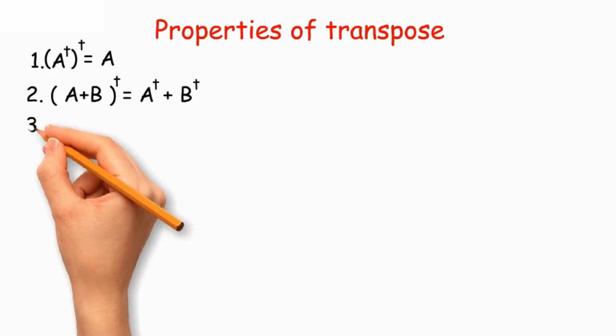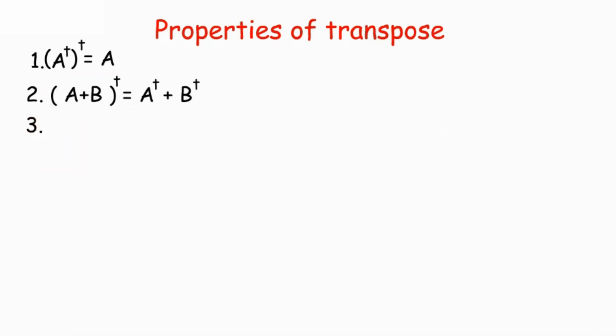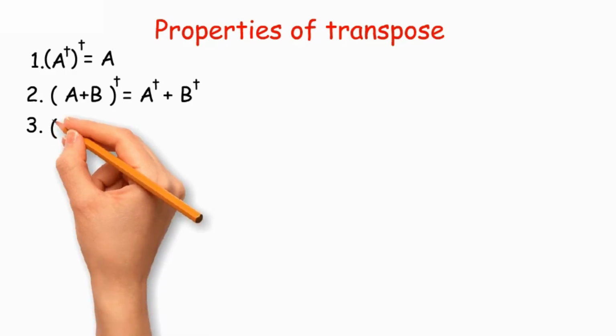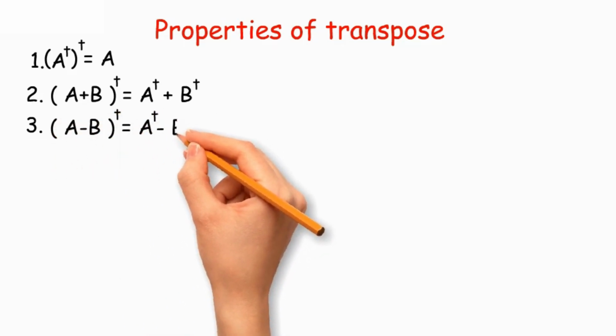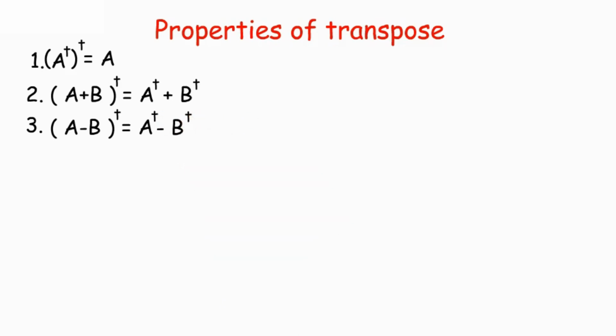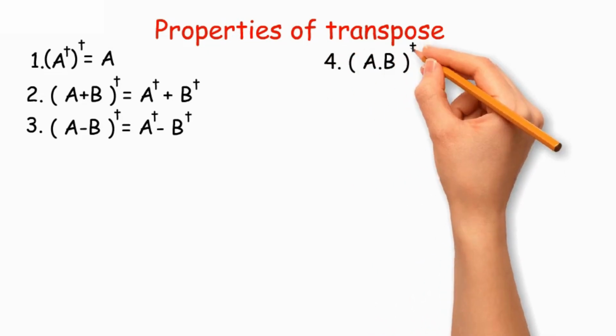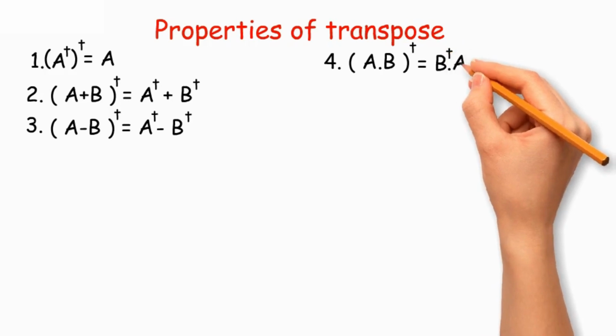The next property is for subtraction and is the same as that property of addition. A minus B whole transpose is equal to A transpose minus B transpose. It means the transpose of the subtraction of two matrices is equal to the subtraction of the individual transposed matrices. I leave it up to you to check for this property by the same method as we did for the previous property of addition.